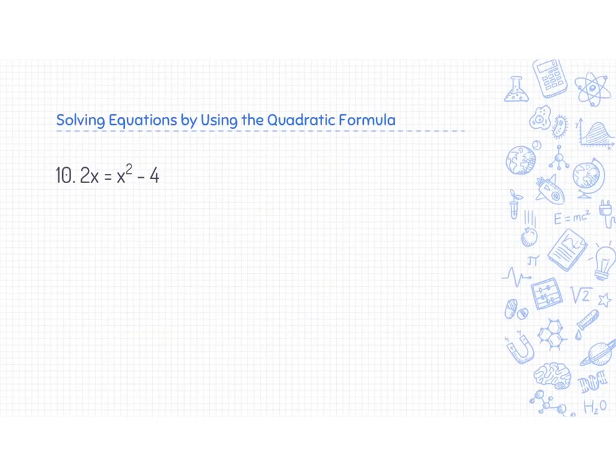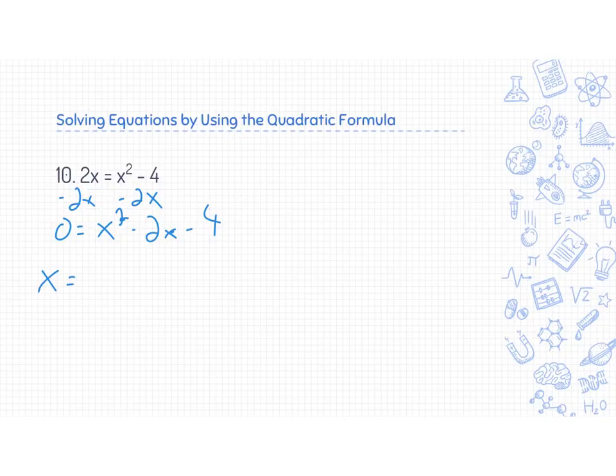Alright, so looking at this one, before we can solve, what we need to do is get it set equal to 0. So I'm going to subtract the negative 2x over, and that will then give us a positive x squared. So it's 0 equals x squared minus 2x minus 4. It doesn't matter which side the 0 is on, as long as we keep our a positive. Now we're going to solve by the quadratic formula.